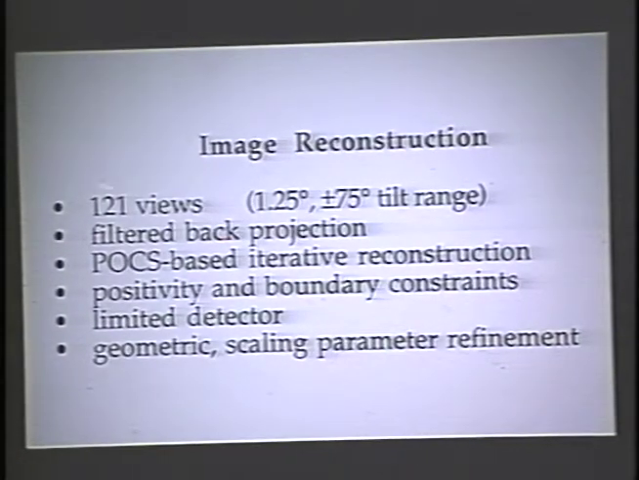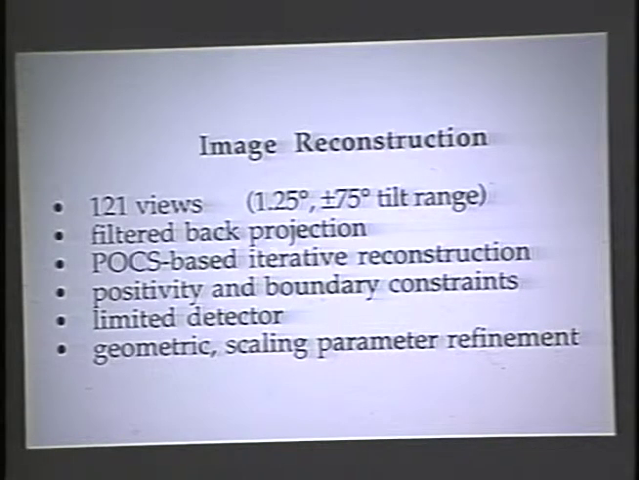The actual image reconstruction, as I said, typically these days we're using about 120 views, covering plus or minus 75 degrees at 1 1/4 degree intervals. For a specimen in the neighborhood of 0.2 to 0.3 microns thick, this gives us the possibility of having an ultimate resolution in the neighborhood of 50 to 75 angstroms. Okay, the resolution that we will ultimately obtain is going to be limited much more by our specimen preservation and preparation techniques, I think, than by the actual tomography.